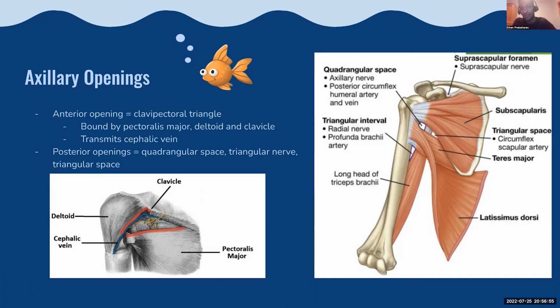And the triangular interval provides a pathway of exit into the posterior segment of your arm. And so the structures that will go there are the radial nerve and the profunda brachii, or deep artery of the arm.